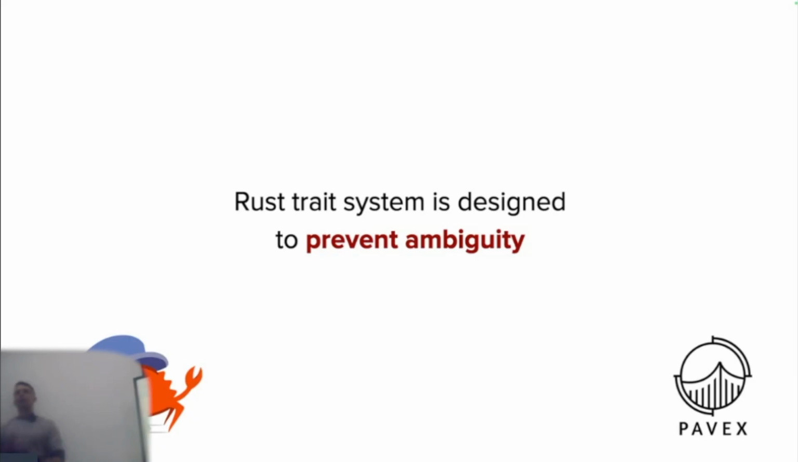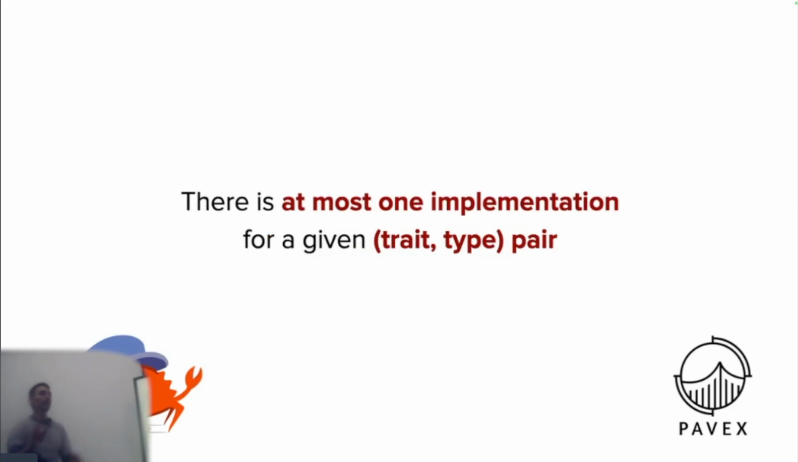The whole trait system in Rust is designed to prevent ambiguity. What that means is that the compiler, for a given pair of trait and type, allows you to have either no implementation or one implementation. There can never be two. That's why you have the orphan rule. So that's why the compiler doesn't let you implement a trait defined somewhere else for a type defined somewhere else. Because if more than one person does this, then there are multiple implementations. Which one do I call? I don't know, so I will disallow that.